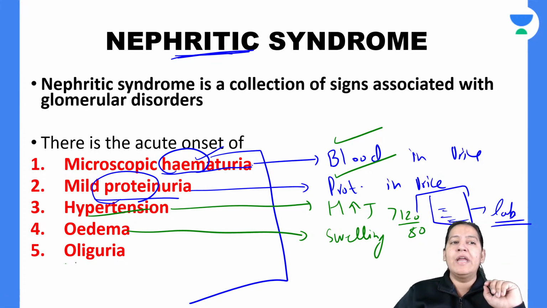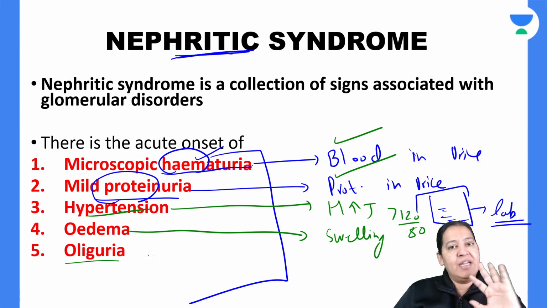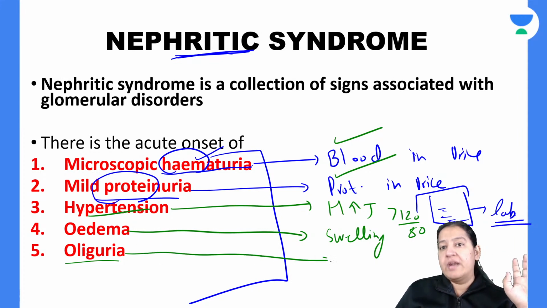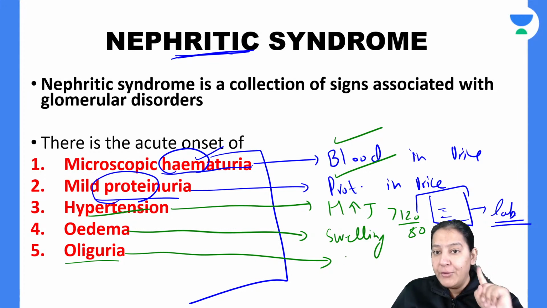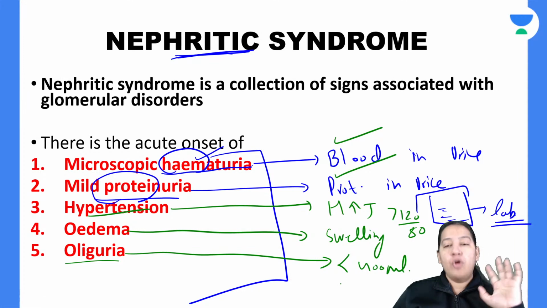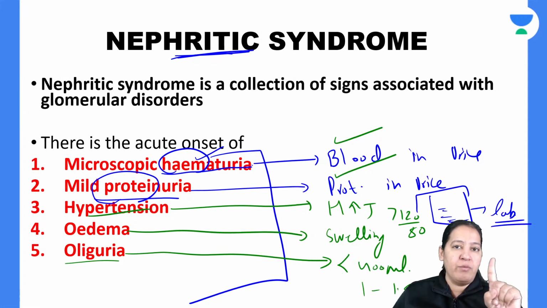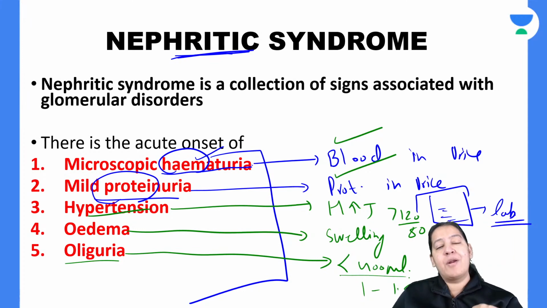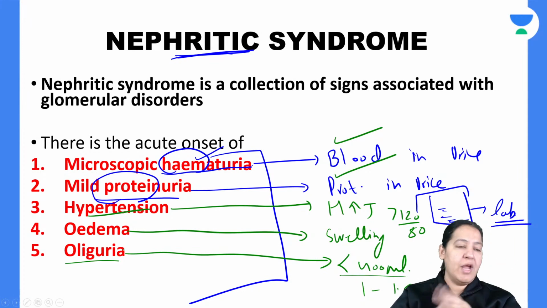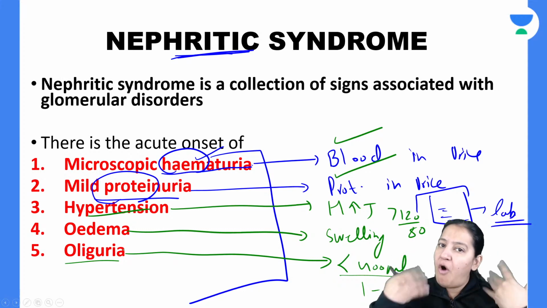The next is oliguria. Now gradually the kidney will shut down, kidney will not form urine and patient will not have urine. When 24-hour urine is less than 400 ml, it is known as oliguria. Normal urine, you know, it is 1 to 1.5 liter in one day. Normal human excrete 1 to 1.5 liter of urine in one day. But when the human excrete less than 400 ml of urine in one day, it is known as oliguria because kidney is unable to form urine.